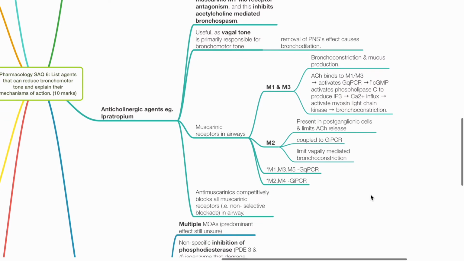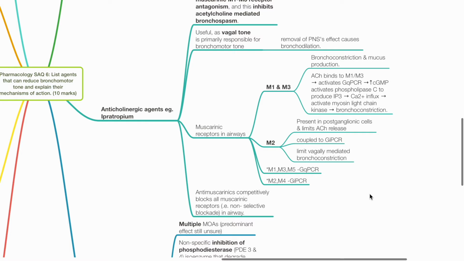Muscarinic receptors in airways include M1 and M3, which are responsible for bronchoconstriction and mucus production. ACh binds to M1 or M3 and activates Gq-PCR. cGMP increases, which activates phospholipase C to produce IP3. Calcium influx occurs, which activates myosin light chain kinase, and this causes bronchoconstriction.